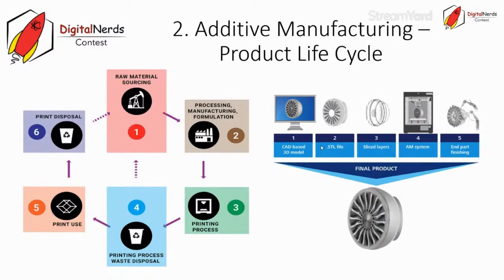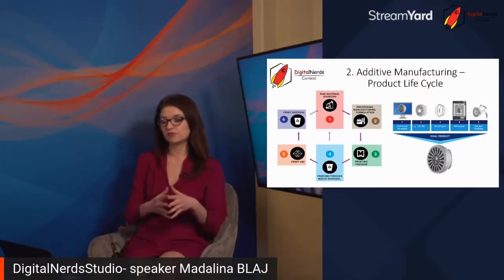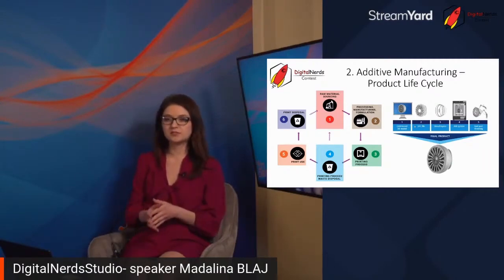So initially, we need to discuss the digital model. And after that, we need to convert the digital model into a specific file. Most of the creators are using the STL extension. After that, we need to pre-process, and after that, we will send the file that we've created, prepared with all the printing parameters, to the additive manufacturing system. And in the end, if it's necessary, we need to perform also the post-processing.